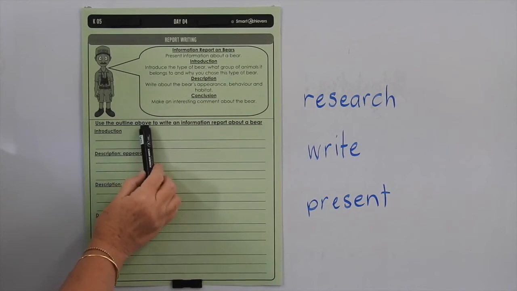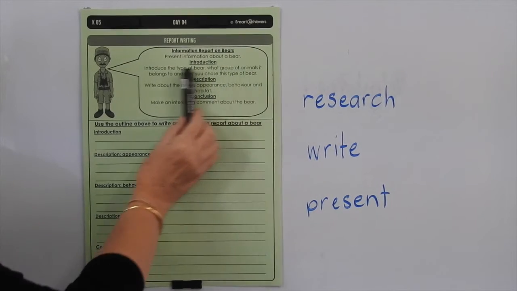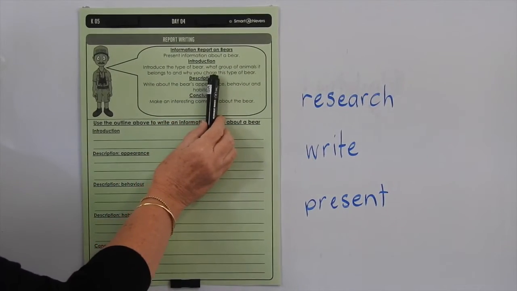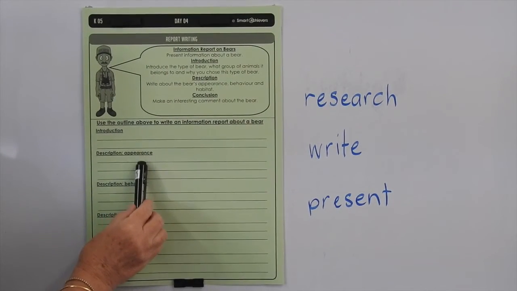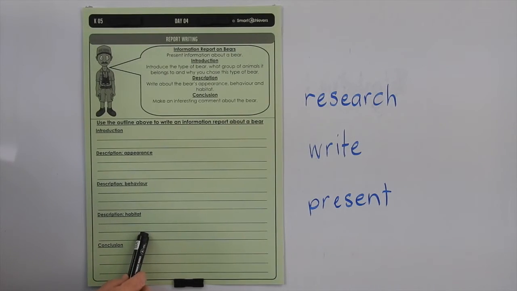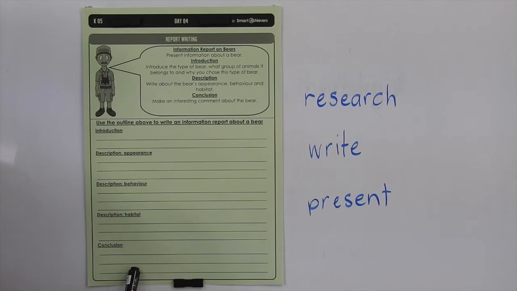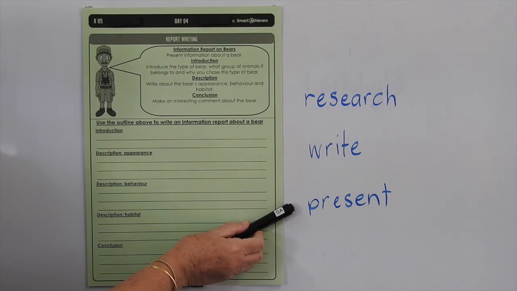You're going to have an introduction. So introduce the type of bear and what group of animals it belongs to and why you chose this type of bear. The next part, you're going to describe its appearance, its behaviour and its habitat. Make sure you use sentences. And then the very last bit is your conclusion. Make an interesting comment about your bear. What makes your bear so special to other bears? So you're going to research, you're going to write it, and then you need to present it to your group.